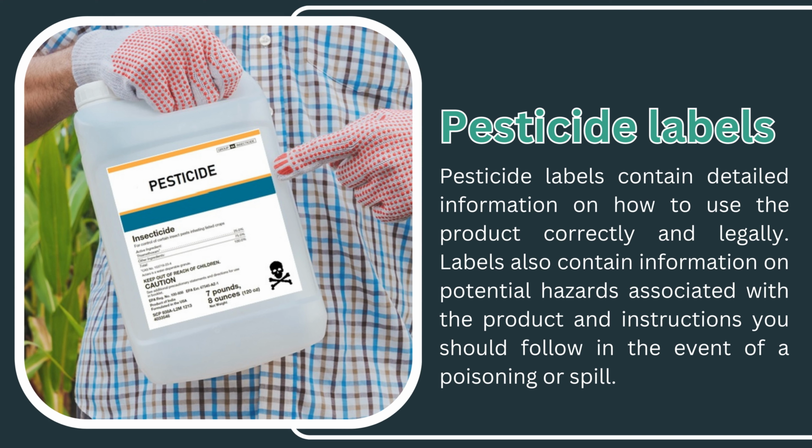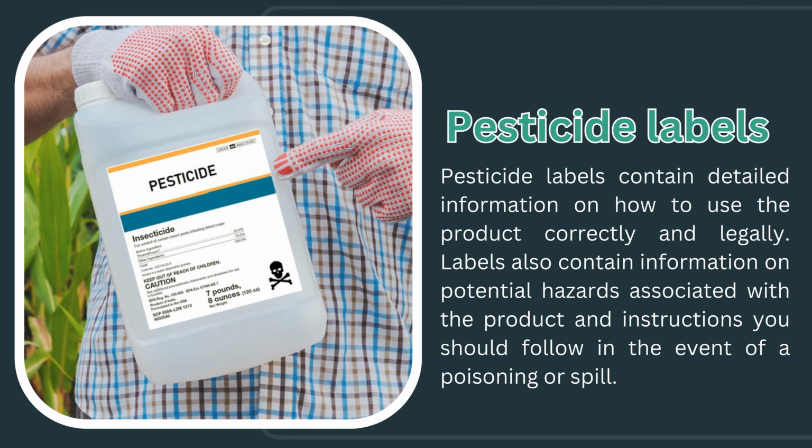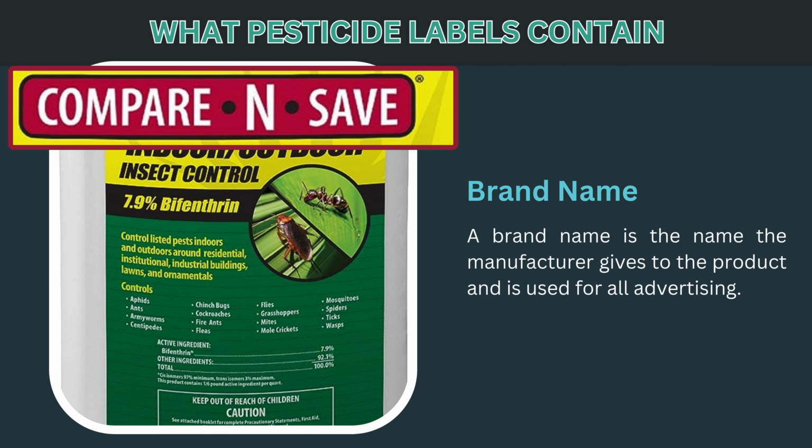Pesticide labels contain detailed information on how to use the product correctly and legally. Labels also contain information on potential hazards associated with the product and instructions you should follow in the event of a poisoning or spill. What do pesticide labels contain?